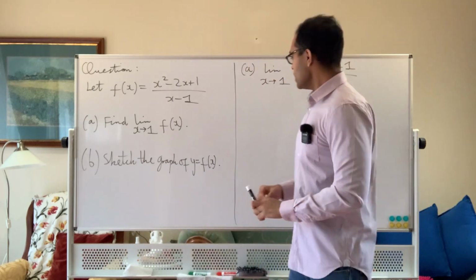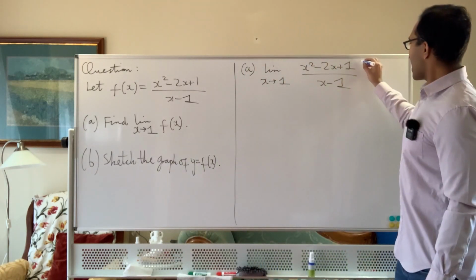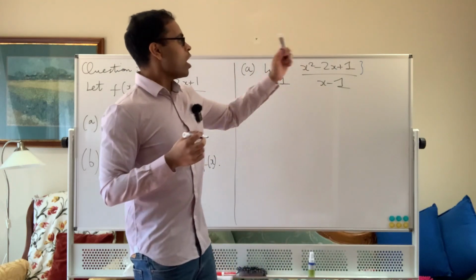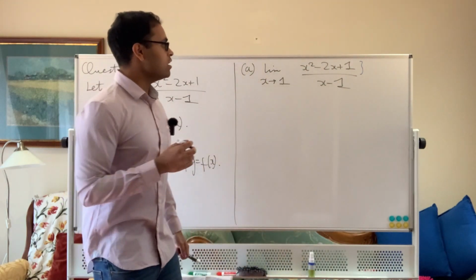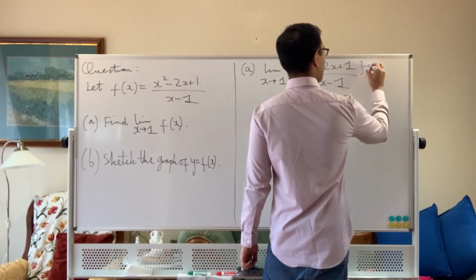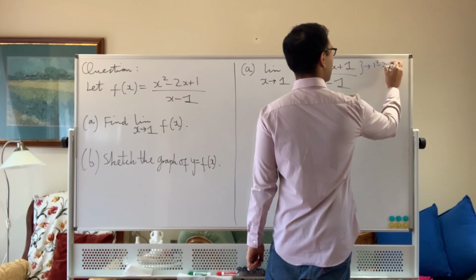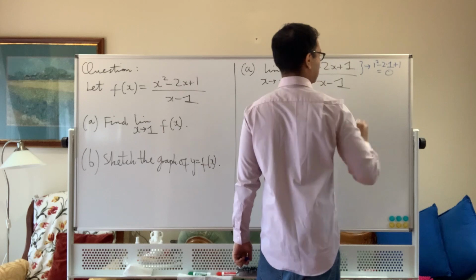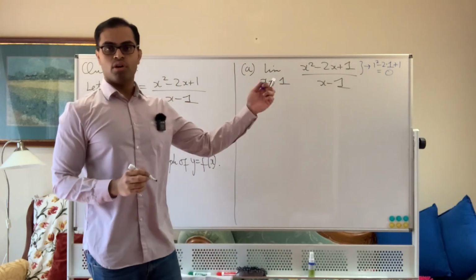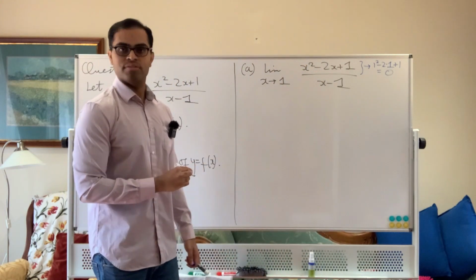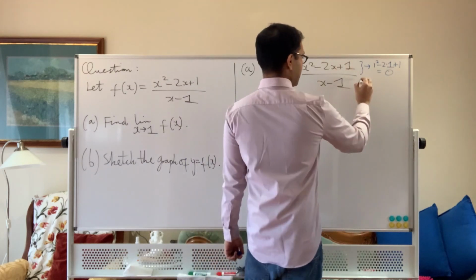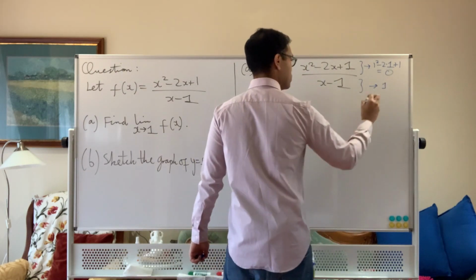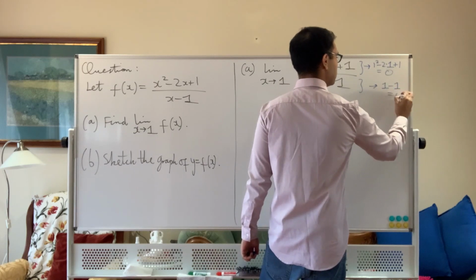So let's plug in and see what we get. If you plug in x equals 1, the top is x squared minus 2x plus 1. So it's going to approach 1 squared minus 2 times 1 plus 1, which is just going to equal 0. So x equals 1 is a root of the quadratic at the top. Similarly, if we look at the bottom, this is also going to approach 0. It's going to be 1 minus 1, which equals 0.